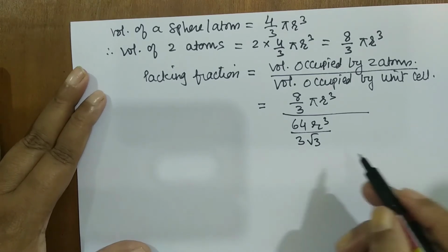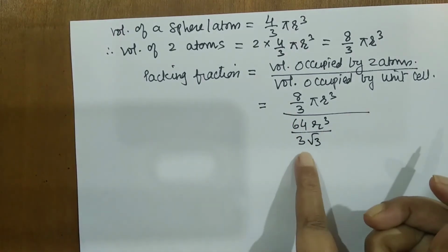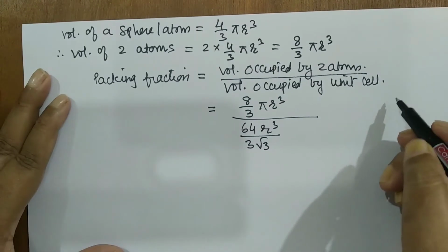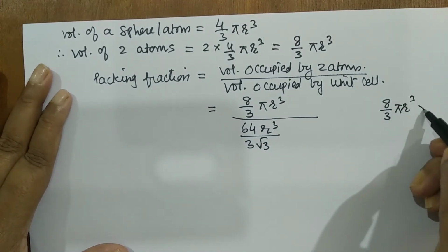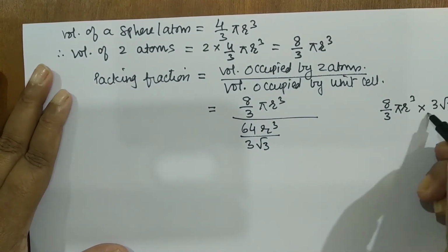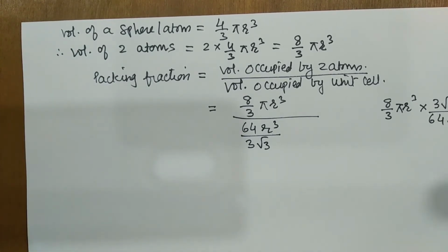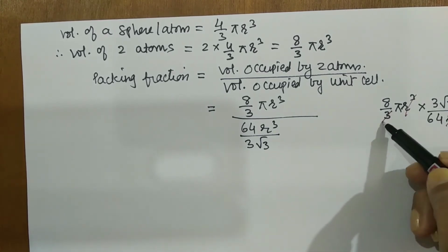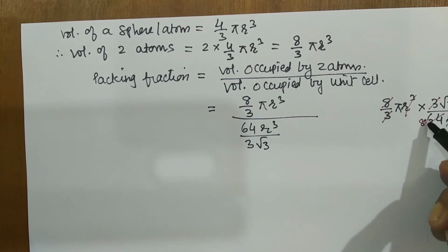Now if you calculate this, those who are not comfortable, you can take this and multiply by reversing this value. So I am doing here, if you want that in detail. So it will be 8 by 3 pi r cube into 3 root 3 upon 64 r cube. Let us cancel the things here. So what I will get is this r cube and r cube will get cancelled. This 3 and this 3 will get cancelled. 8 and 8.